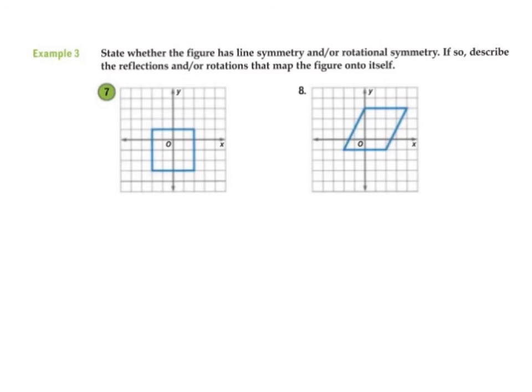So let's have a look at number 8. We know number 8 hasn't got any line symmetry, but it is rotational. If we draw the diagonals a bit more accurately than I'm doing, that's where the center is going to be. And if I look at the coordinates of that, that's going to be 1, 1. So if you draw them accurately, you will be able to get that center without doing too much calculation.